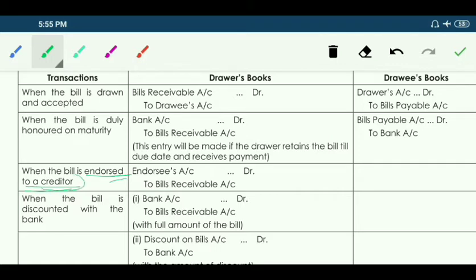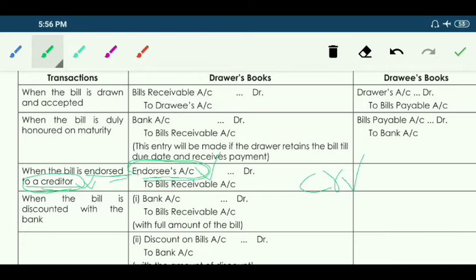So creditor is the person here. The bill is endorsed to the creditor. The endorsee is the creditor because at the time of purchase, the creditor account is credited in our books. To cancel the amount credited, we have to debit the creditor account. So he is now called the endorsee because the bill is endorsed to the endorsee. That's why it is the endorsee account. That means he is the creditor.